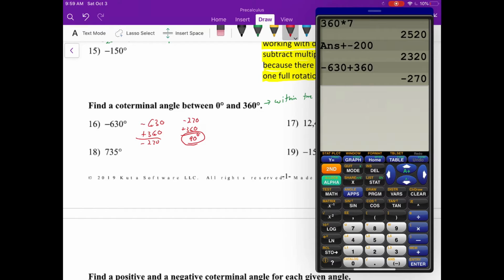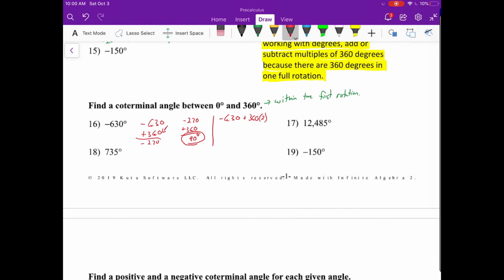Now again, we could have simply realized, well, adding 360 isn't going to do it. It's not going to be enough. So we could have thought to start with, let's go ahead and take negative 630 and add two 360s. So add 360 times 2, which most of us know is 720. So you could have done negative 630 plus 720, and you would have found a coterminal angle between 0 and 360.